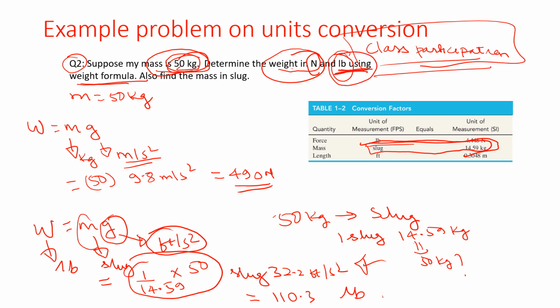The key thing here is that whenever you're trying to find the weight of a body in pound, the mass has to be in slug. That's the most important thing here. So you need to convert mass to slug and then carry out the calculation. Also, in US customary units, the acceleration due to gravity value is 32.2. This is the standard value, so you should remember this. You will not be provided. You should know it.